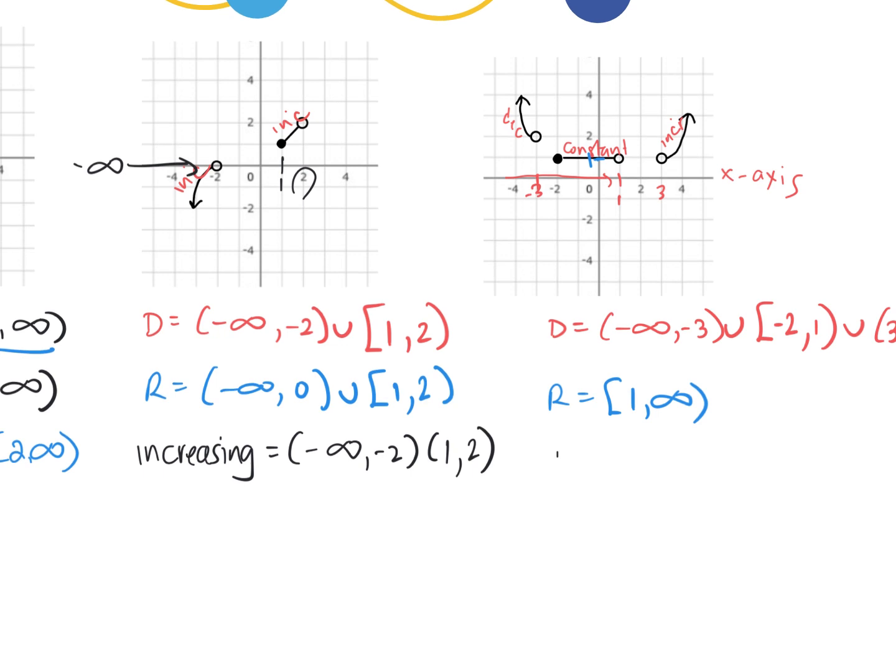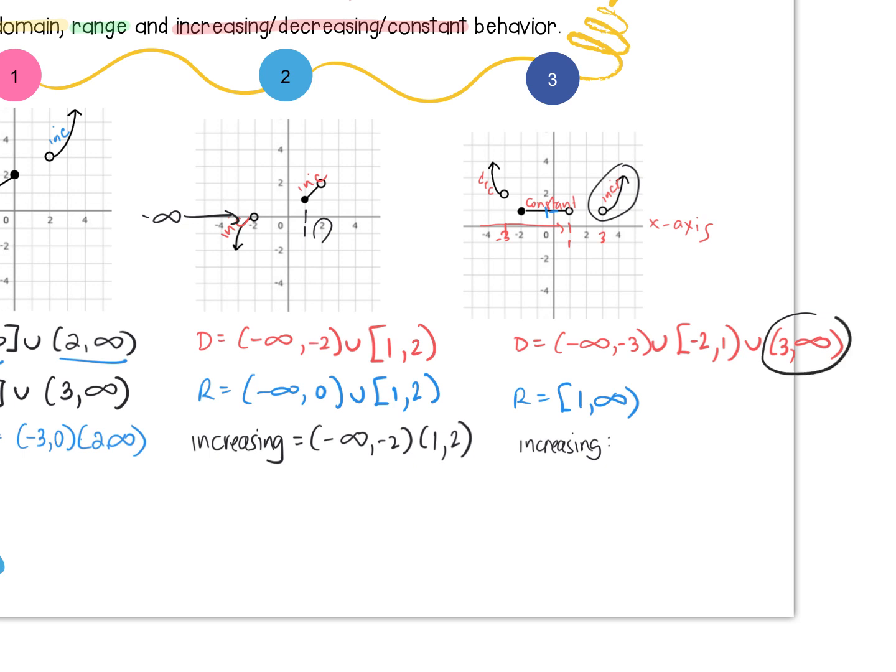when I write these, increasing, I'm going to match what I wrote for this section in my domain. In this section in my domain, x is 3 to infinity, so this is 3 to infinity, all with parentheses. My constant is going to be this part of my domain, so negative 2 to 1. And my decreasing is going to be the very first part of my domain, so negative infinity to negative 3. That looks like negative 8, sorry. Negative infinity to negative 3.